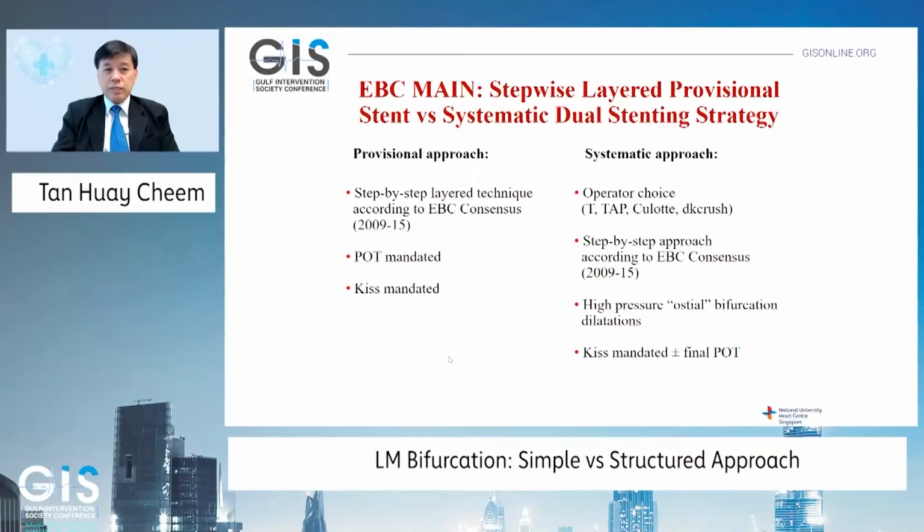Now, when you look at the EBC MAIN, there's actually quite a well-defined strategy here. A provisional approach requires that the operators go by a step-by-step layered technique. POT, which is proximal optimization technique, is mandated, and kissing balloon inflation is also mandated in this one-stent strategy. In the systematic approach, however, the technique is up to the operator's decision, and whatever approach is taken is according to the EBC consensus. High pressure ostial bifurcation and kissing is also mandated in the systematic approach.